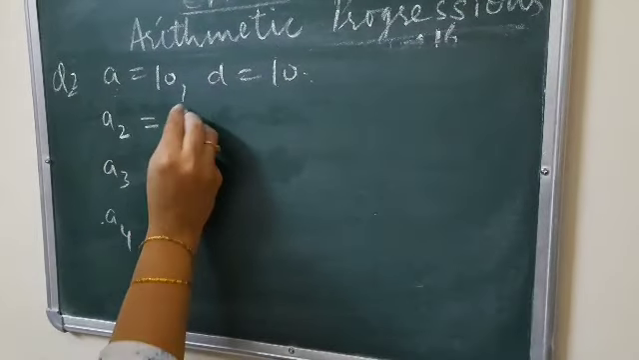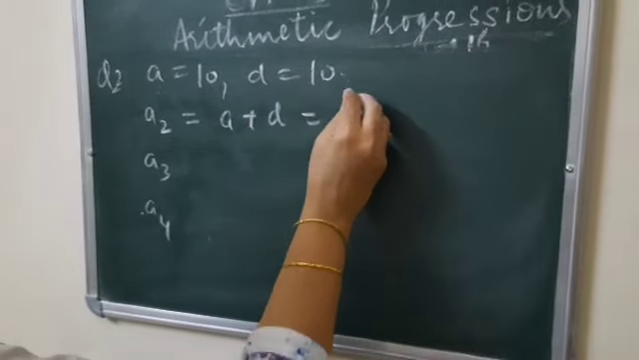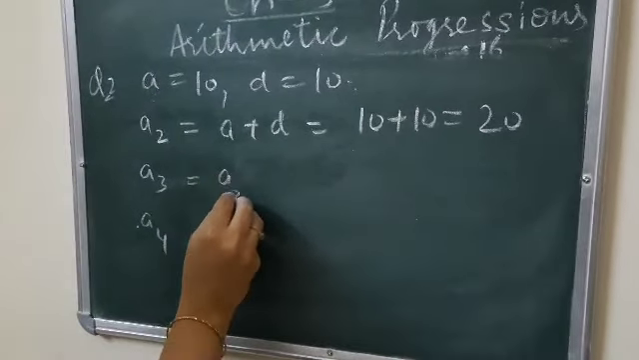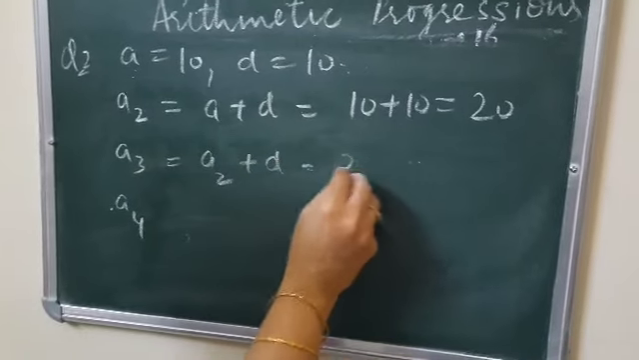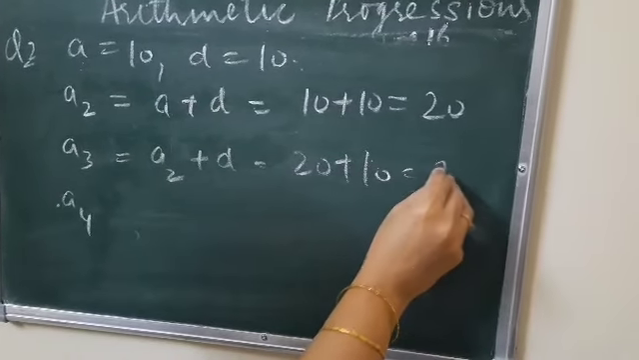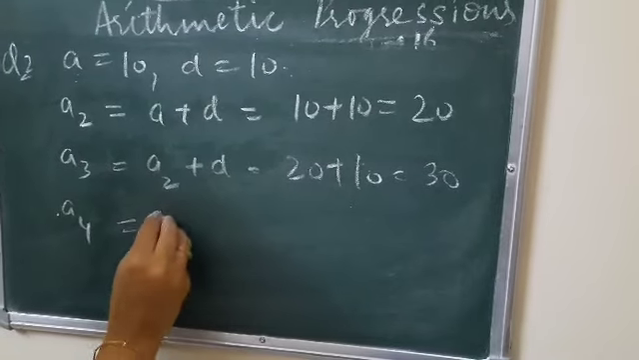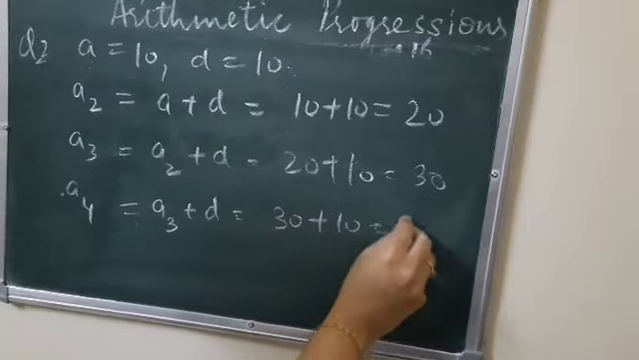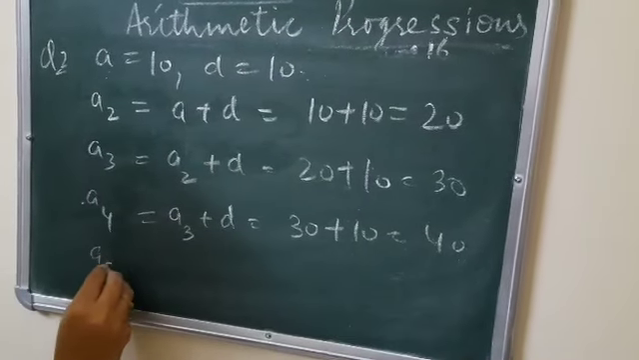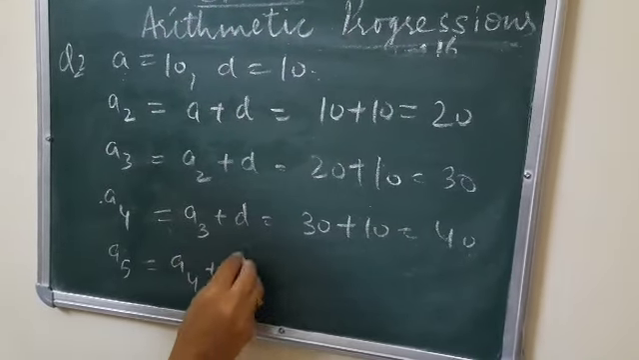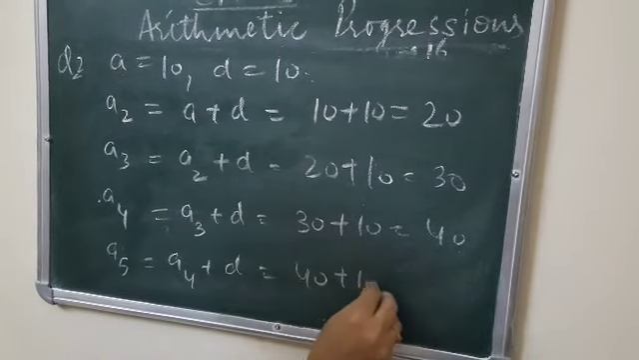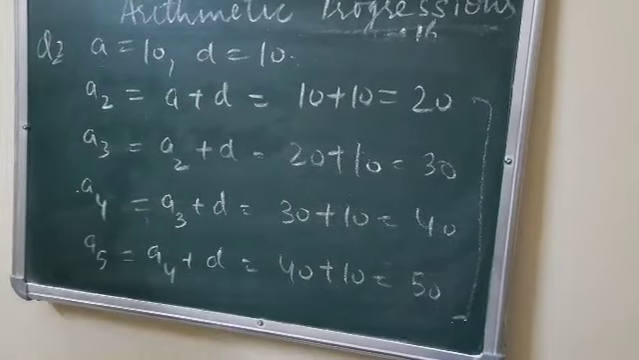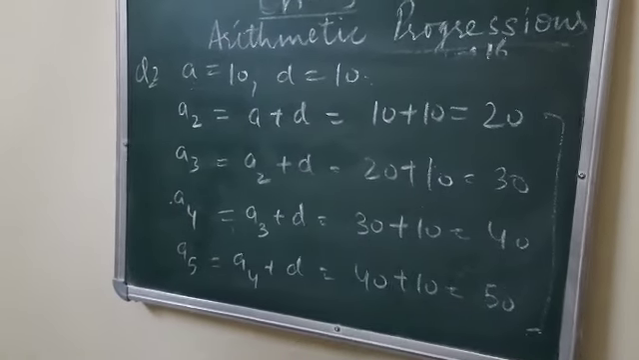Now for A2, what is the formula? A plus D. So 10 plus 10, it is 20. A3 is A2 plus D. So A2 we have already found. 20 plus 10, it is 30. For A4, what is the formula? A3 plus D. So 30 plus 10, it is 40. And A5, A4 plus D. So 40 plus 10 is equal to 50. So your next 4 terms are 20, 30, 40 and 50. So rest of the parts you'll be doing like this only.